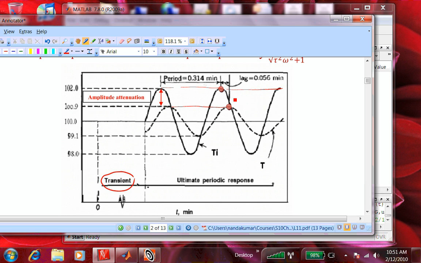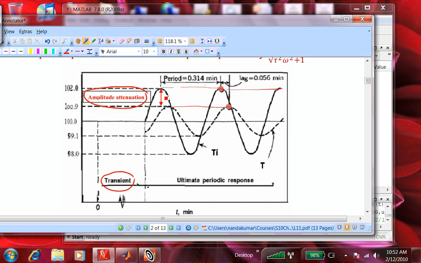So there are a lot of situations where you'll find this kind of periodic oscillation, or you can force periodic oscillation in a particular plant to extract some information. The information that you will get is the amplitude attenuation, the amplitude ratio between the input and the output. That is this number, and the phase shift.